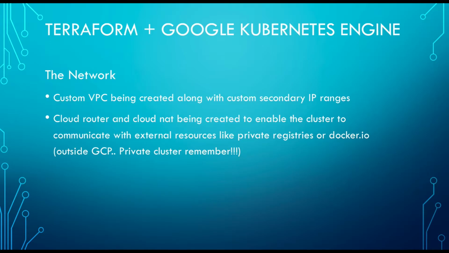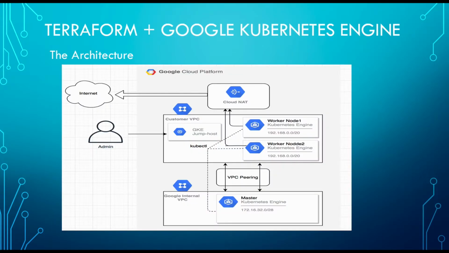The network. The network resources that we are going to create for this cluster is a custom VPC, which is also going to have secondary IP ranges. We are also going to create a cloud router and cloud NAT. This is created to enable the cluster to communicate with external resources like private registries or Docker registries for all the Docker images. So this is what our architecture is going to look like.